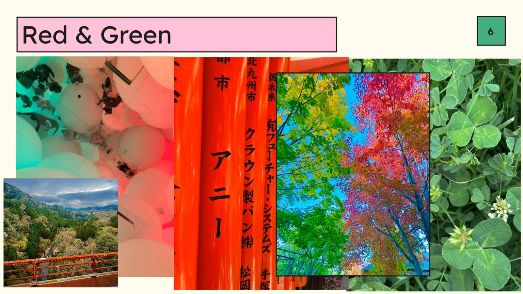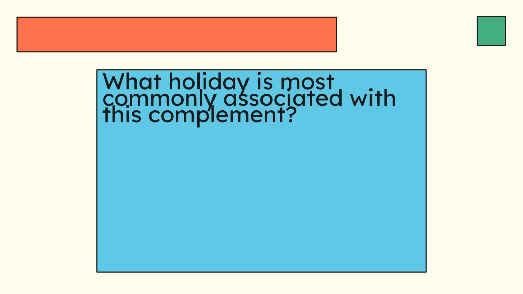When designers use them together, they're not just picking festive colors, they're creating a balance between stimulation and calm. Because red is so visually dominant, it naturally becomes the focal point, while green works as a stabilizing background and keeps the design from feeling overwhelming. Emotionally, the result feels both energetic and grounded at the same time. It captures attention, but it doesn't create the kind of stress that red alone might. What holiday is most commonly associated with this complement?